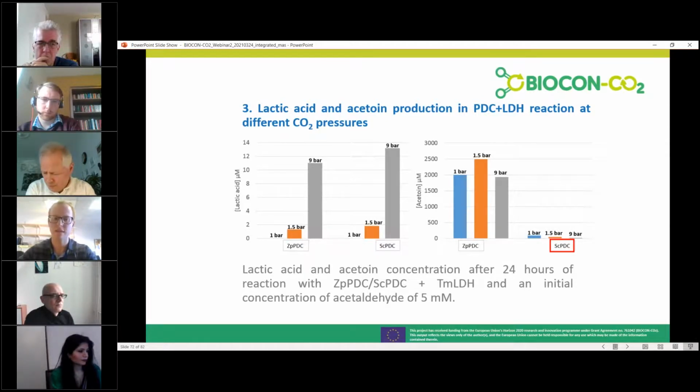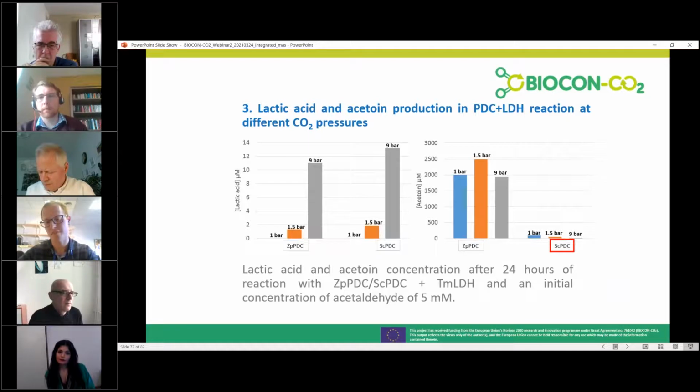So what we observed is that by increasing the pressure and adding the LDH, we could shift the reaction towards the lactic acid a little bit more, and we are still able to detect it in low amounts. And we could also observe that the amount of acetoin produced with the yeast enzyme makes it the candidate for the final reaction for the multi-enzymatic system.